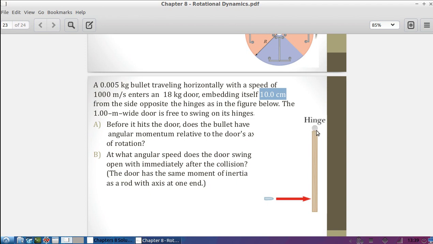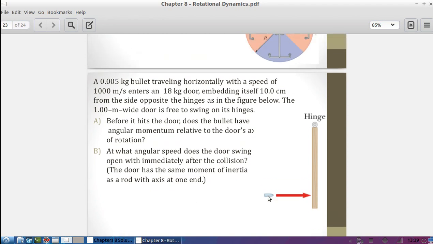Okay, so that means the distance from the hinge to the edge of the door is 1 meter. So the bullet is actually hitting the door 0.9 meters from the hinge. It's not directly hitting the edge, it's hitting 0.9 meters from the hinge. I think I modeled it such that the bullet hit the edge, so I'll look at my solutions again and make that correction. It's just a slight modification. We would just have to change the position of the bullet when it hits.